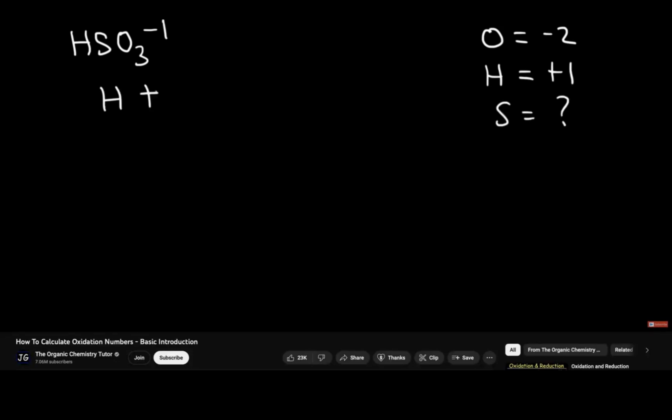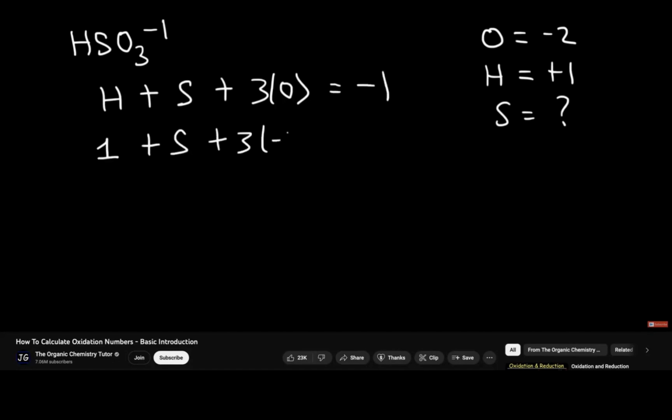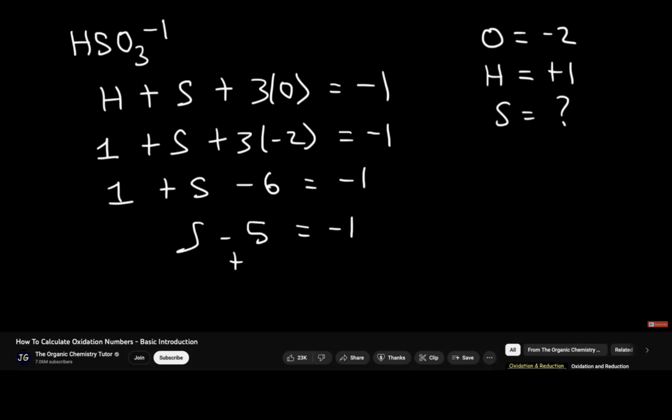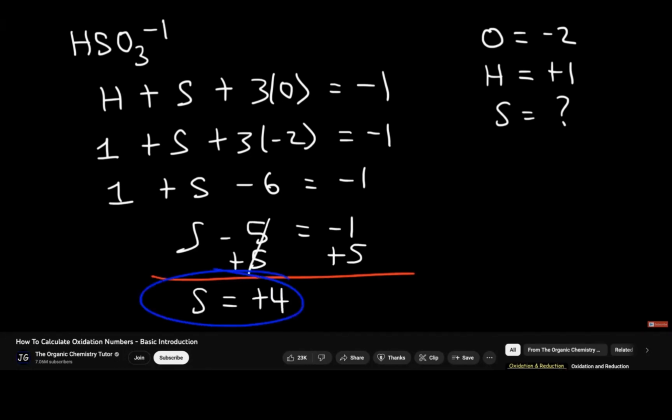So H plus S plus 3 oxygen atoms has a net charge of negative 1. Hydrogen is 1, oxygen is negative 2, and so 3 times negative 2 is negative 6. Then 1 plus negative 6 is negative 5. Now let's add 5 to both sides. Negative 1 plus 5 is positive 4. So in this example, sulfur has an oxidation state of positive 4.